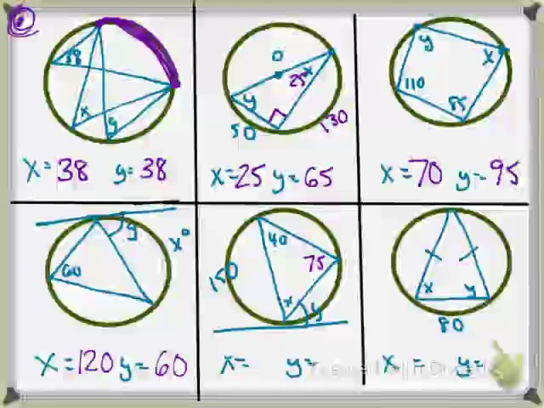So how does that help us find something? Add those up and subtract them from 180 will give us x is equal to what? 65. What about y?